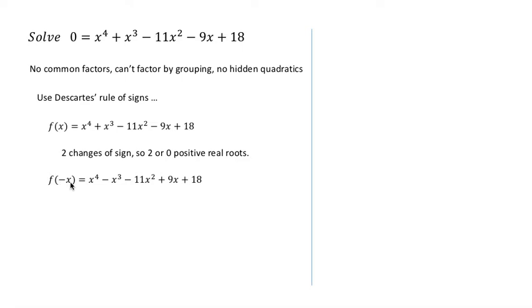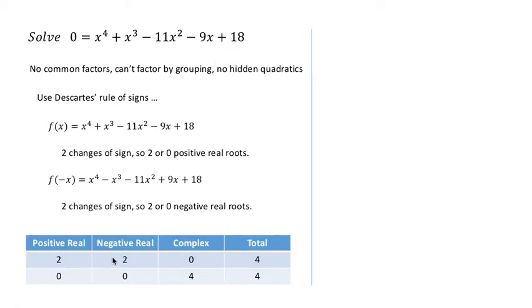Now if we do f of negative x, so the odd powers will change to negative, the even ones will stay what they were. Now we've got plus to minus, that's one change, and minus to plus, that's another change. We've got two changes of signs. So that's 2 or 0 negative real roots. So the solutions to this equation, either we've got 2 real positive and 2 real negative, that's 4 in total, or we've got no real positive, no real negative, and 4 complex roots. It's the power of 4, so we have to have 4 roots. They could be 4 reals or 4 complex.